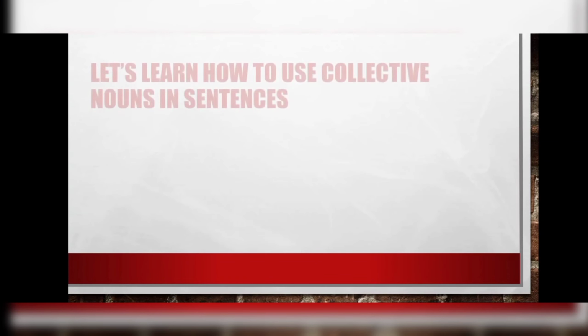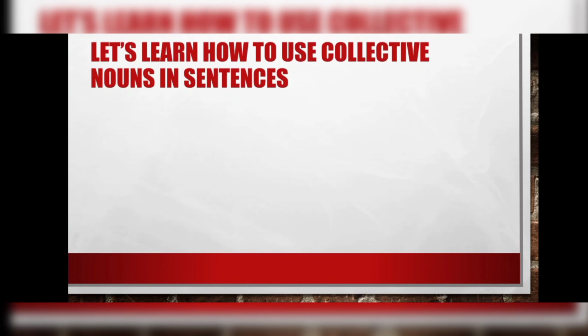So let's start learning how we can use these collective nouns in our sentences. We have heard of many collective nouns, but sometimes we do not know how we can use them in our sentences. So let's start with some different examples, and by the end we will also do some practice. Here is a noun that is collective in its form, and it is known as a mob.